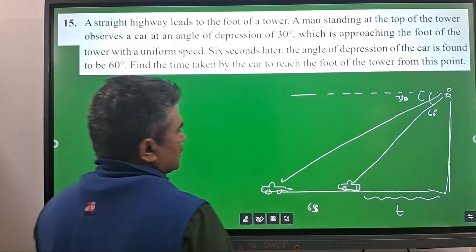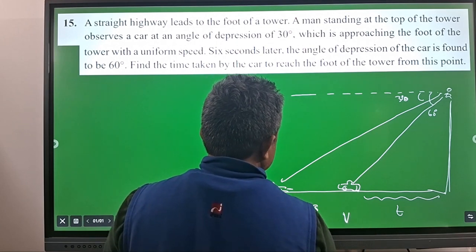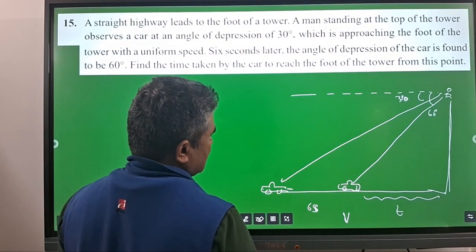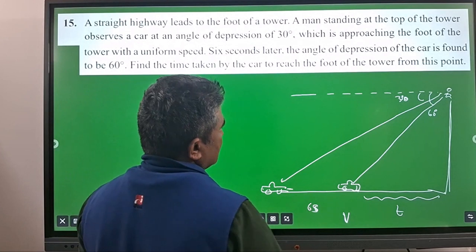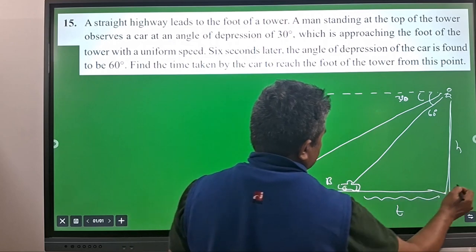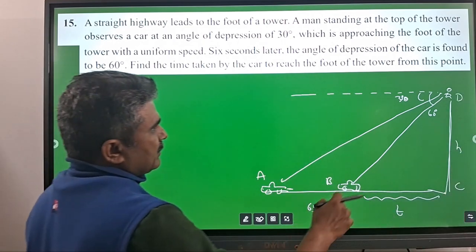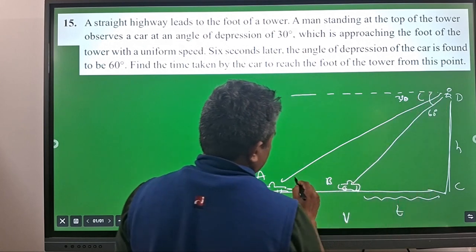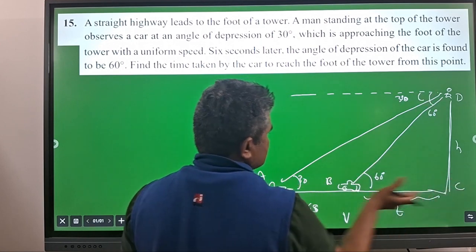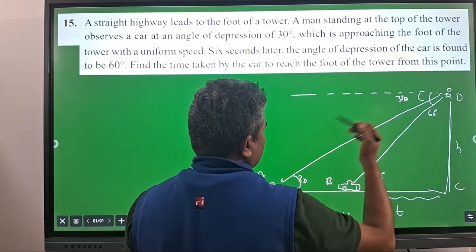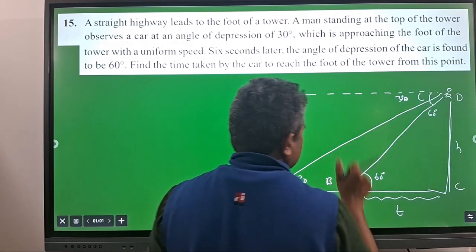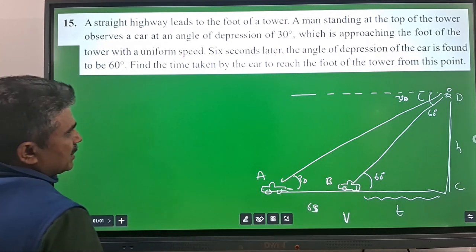Consider v is the uniform speed of the car, so it travels equal distances in equal intervals. Let the speed be v, and let the height of the tower be h, and name the points A, B, C, D. If that is the 30 degrees angle of depression, then here it is 30 degrees, and this is also 60 degrees, because for parallel lines and a transversal, alternate angles are equal. So if that is 30 then this will be 30, and if this is 60 then this will be 60.